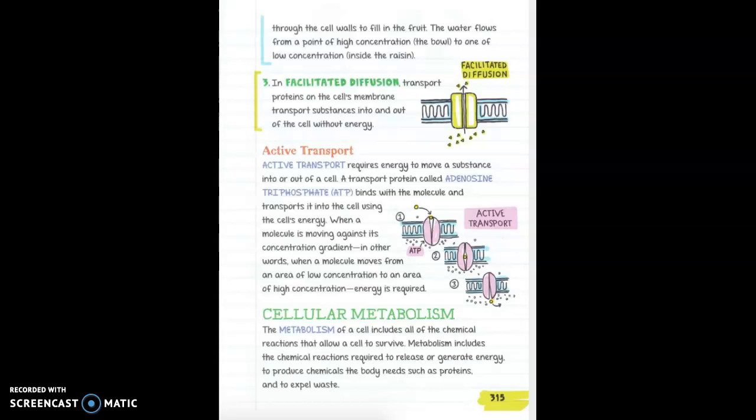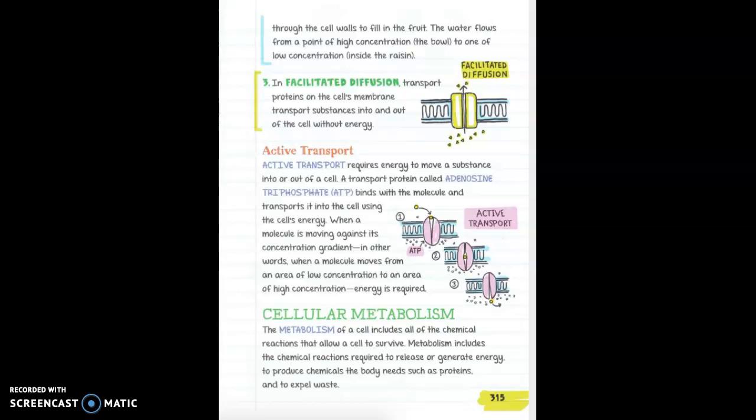Active transport requires energy to move a substance into or out of a cell. A transport protein called adenosine triphosphate, or ATP, it's easier to say, binds with the molecule and transports it into the cell using the cell's energy. When a molecule is moving against its concentration gradient, in other words, when a molecule moves from an area of low concentration to an area of high concentration, energy is required.